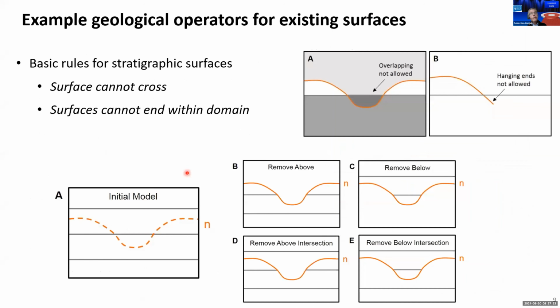So what does this mean? Here's an example of geological operators for existing surfaces. We know that stratigraphic surfaces cannot cross and cannot end within the domain. Geology 101 tells us that these models, A and B, are geologically not possible.